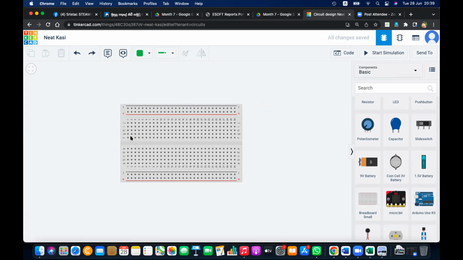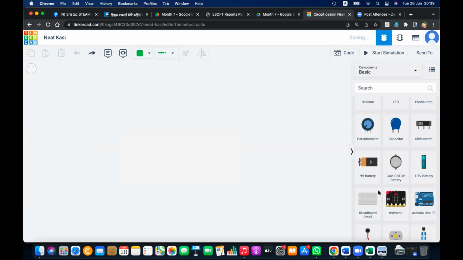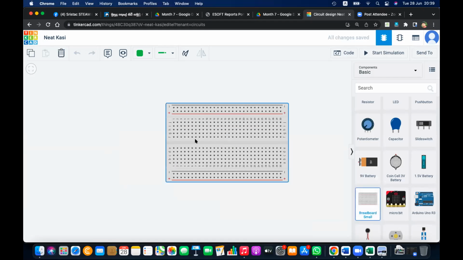But when it comes to the middle part, it is connected vertically. It's connecting 1, 2, 3, 4, 5, five pins. Here also the same thing, it's connecting downwards. When you connect something here, you can get another connection from there. That is it. Let's take the breadboard now.